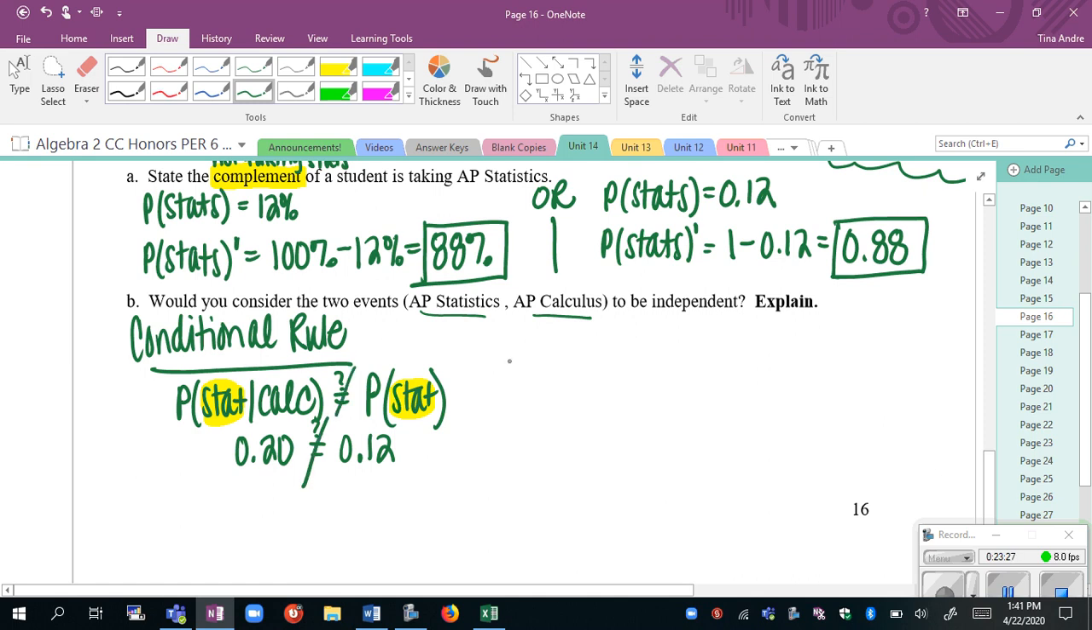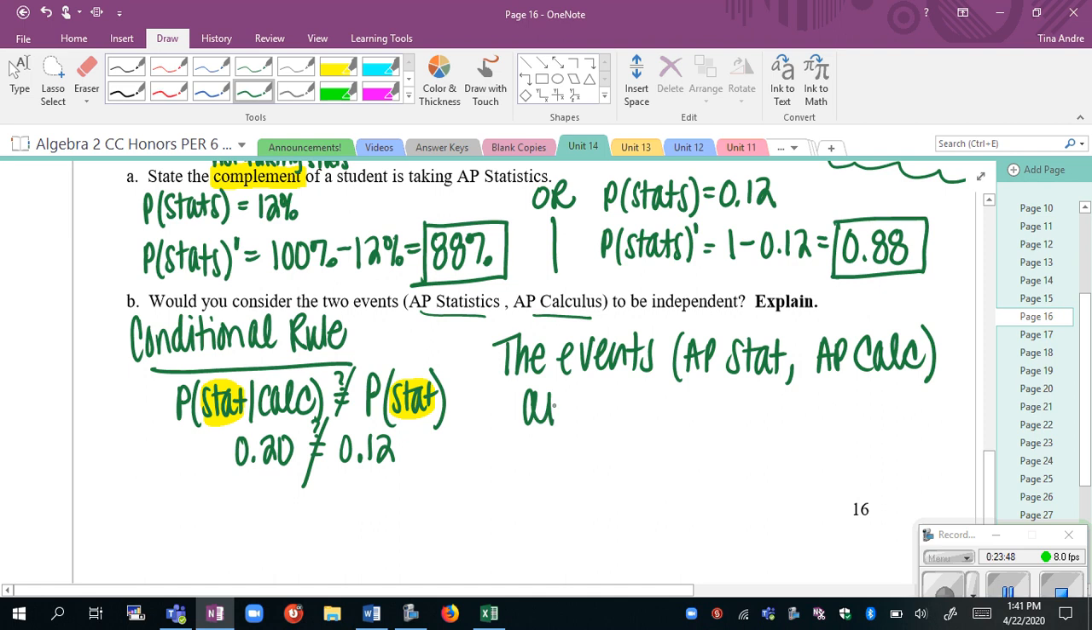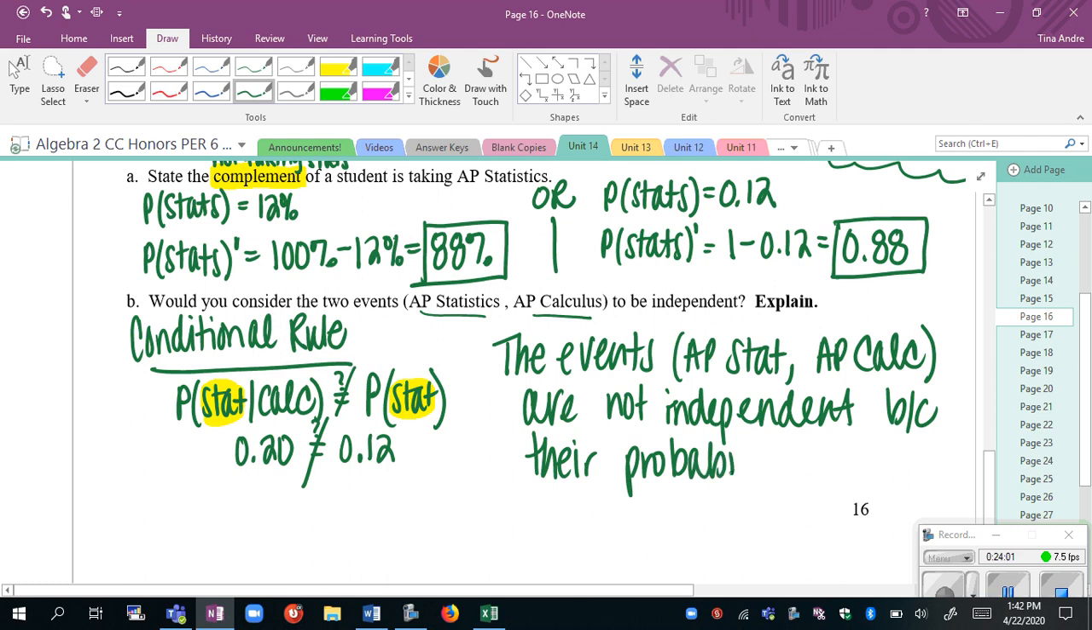So therefore I can say the events, I guess I'll just write it exactly how they have it here, AP Stat and AP Calc are not independent because their probabilities are not equal.